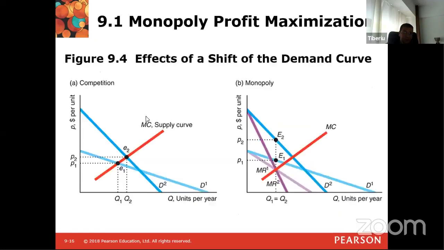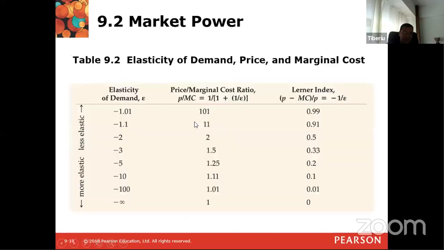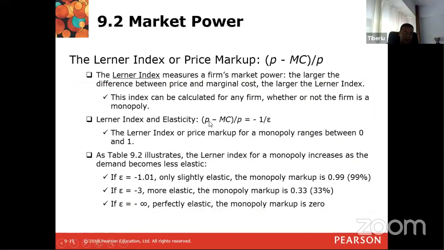And we have different examples. The Lerner index, or price markup, measures a firm's market power. The larger the difference between price and marginal cost, the larger the Lerner index. The index can be calculated for any firm, whether or not the firm is a monopoly.